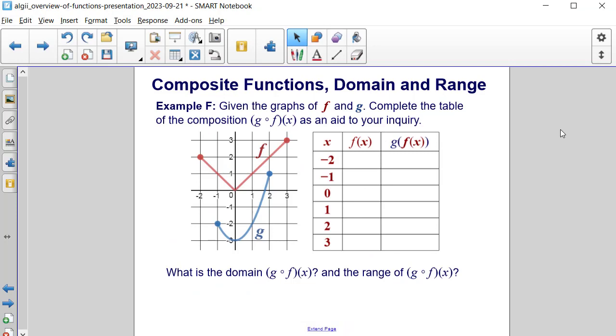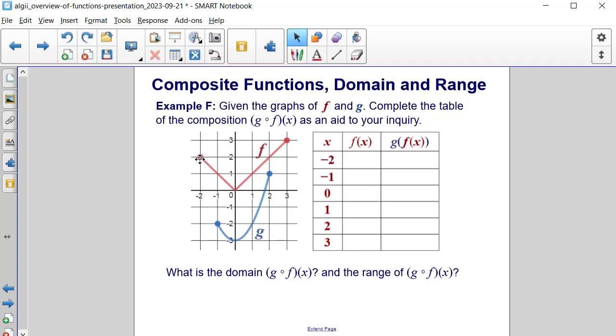Here's another example with composite functions, their domain and range. This time, we're using visual graphs of functions to complete a table. So we are given the graphs of f and g. We're going to complete the table of the composition of g of f of x. And in the table, it's written the other way, g of f of x being inside of g of x. So therefore, we need to start with f of x first.